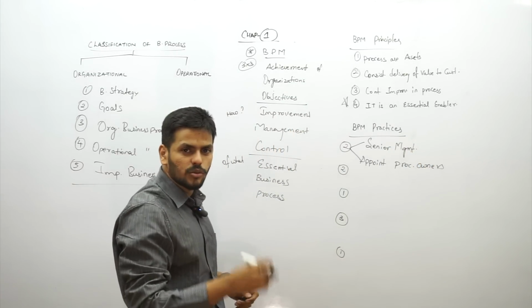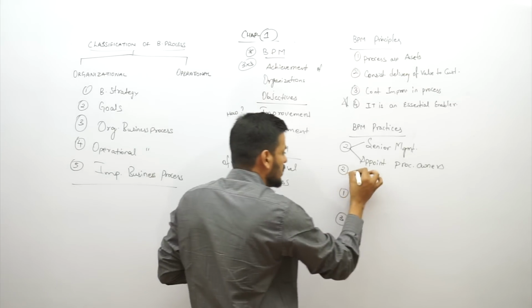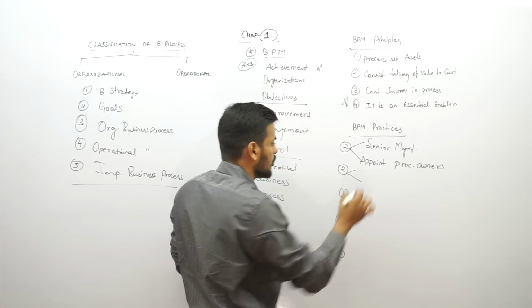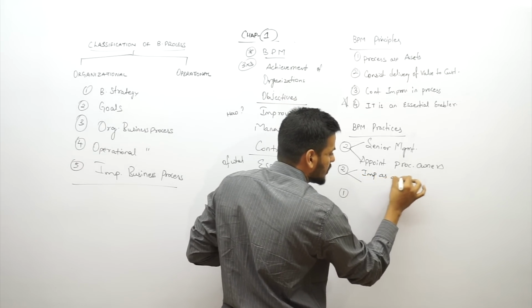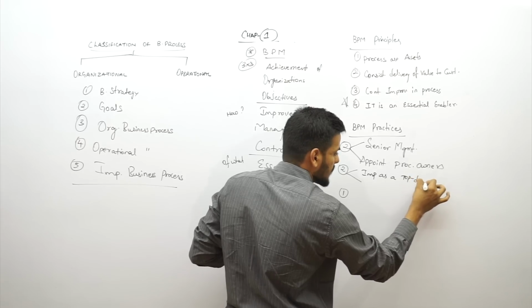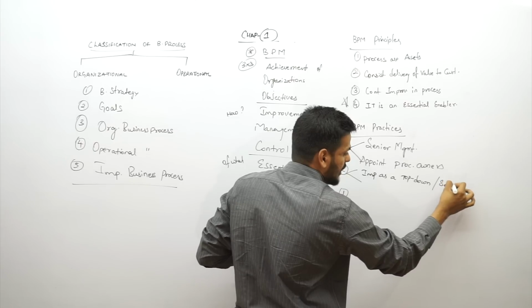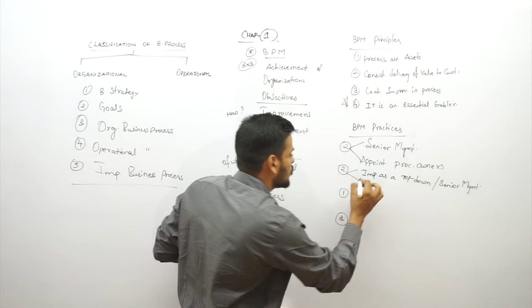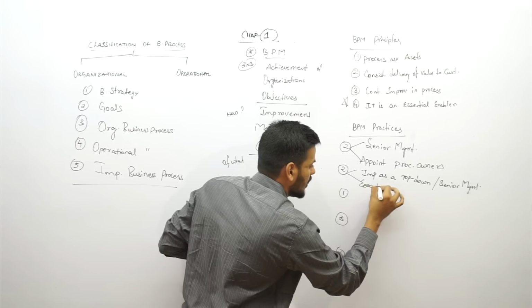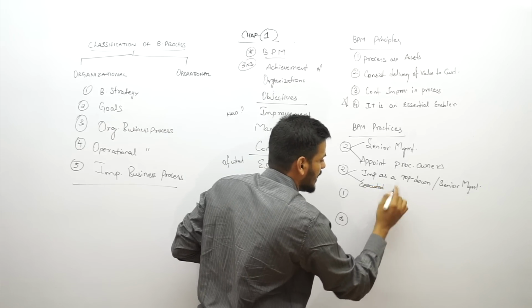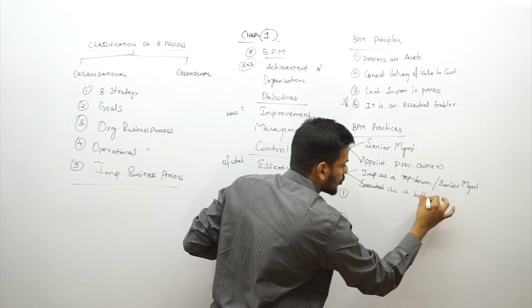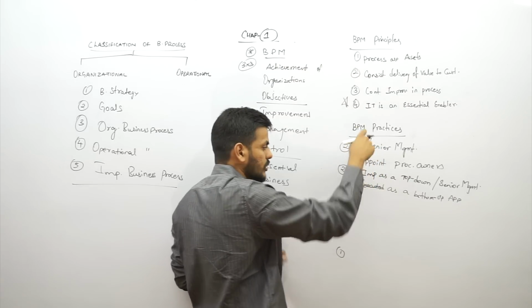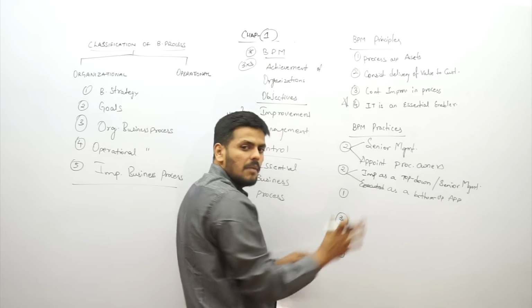The next two steps are about who are the ones who are going to do it. Guys, always remember, when any process is being implemented, it happens as a top-down approach, implemented by senior management. But always remember, the work is done by the bottom level, right? So it is executed as a bottom-up approach. So you covered 4 points. Senior management will implement this and appoint process owners. Then it's implemented as a top-down approach and executed as a bottom-up approach.